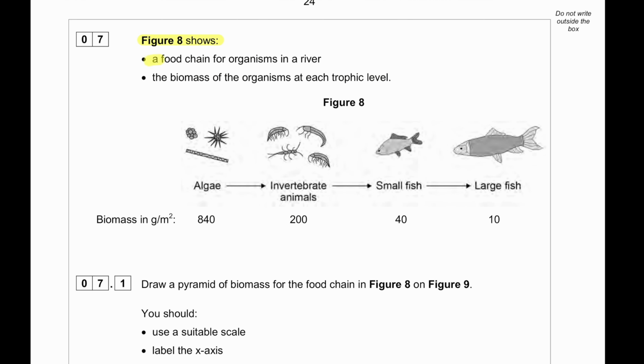Figure 8 shows a food chain for organism in a river. The biomass of the organism at each trophic level is mentioned. We can see the biomass of algae given at 840 gram per meter square, invertebrate animals 200, small fish 40 and large fish 10. So, the algae are the producer, the invertebrate animals are the primary consumer, the small fish are the secondary consumer, and the large fish is the tertiary consumer.